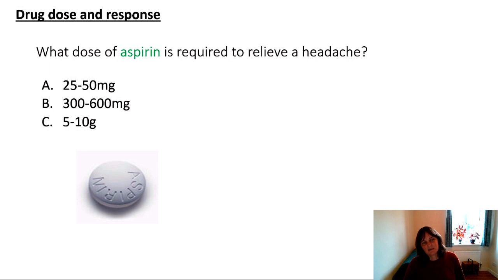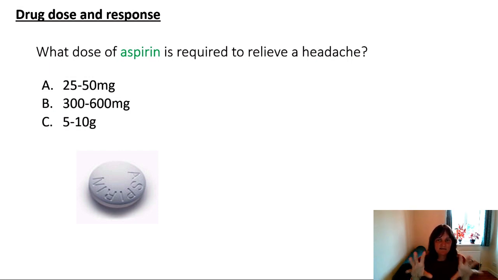What would happen, do you think, if you took 5 to 10 grams? If you took 5 to 10 grams, you probably wouldn't die, depending on your weight, unless you were very, very light. But you might be quite sick. You might have nausea, you might have vomiting, you might have some drowsiness.